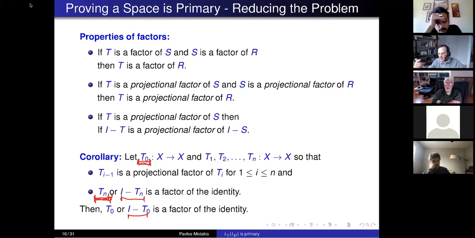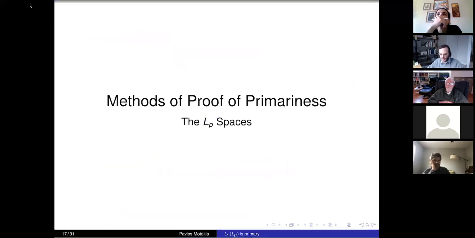There is this process with many steps where you pass to operators which are better and better and nicer. And we arrive at the end at an operator for which we can finally prove that either that or the identity minus that is a factor of the identity. And then we can pull it back to our original T0, which was completely arbitrary. So this is where I'm trying to get to. I hope I convinced you that this is truly a reduction of operators. So we have a method of reducing our operators to simpler operators and being able to solve the problem there instead of at the initial one.